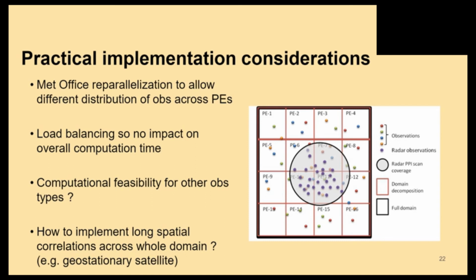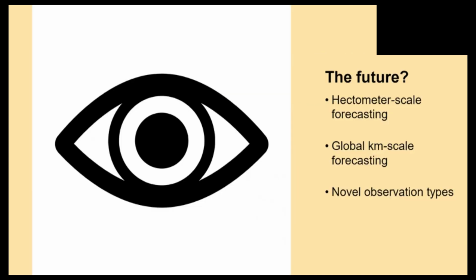So now I'm going to move on to the final section of the talk, which is about the future. And some of the things that are happening at the moment and might become future systems for hazardous weather forecasting, including some information about the models and some information about new observation types.